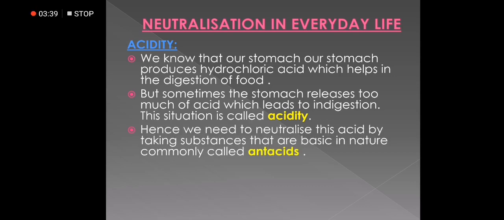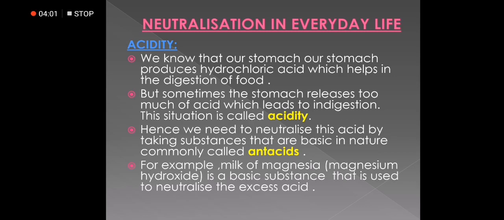Now, when there is excess acid in the stomach, it needs to be neutralized. So, what do we need for the neutralization of excess acid? A base. And these substances which help us to neutralize the excess acid produced in the stomach are called antacids. The most commonly used antacid is milk of magnesia, and the other name of this is magnesium hydroxide. This is basic in nature and neutralizes the excess acid of the stomach.